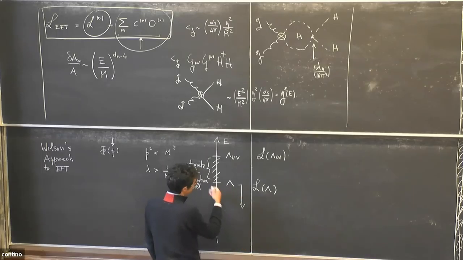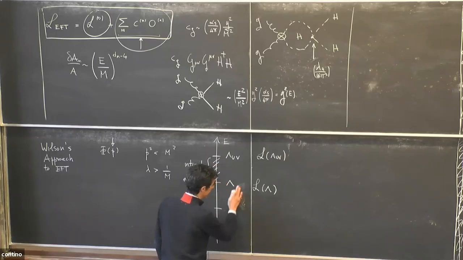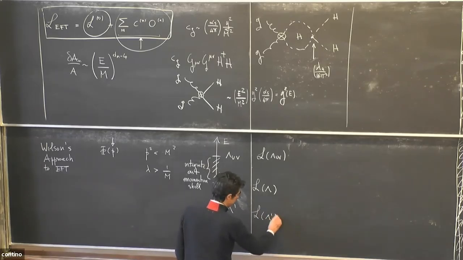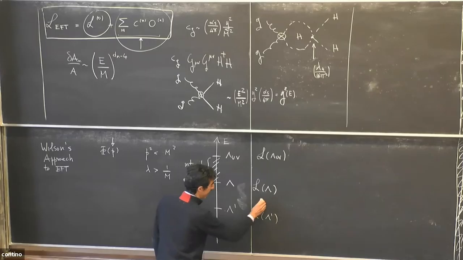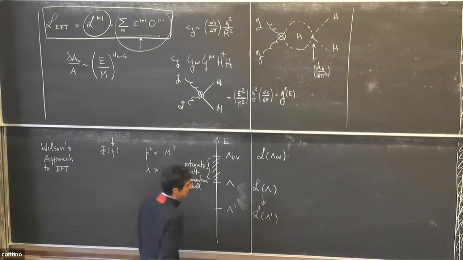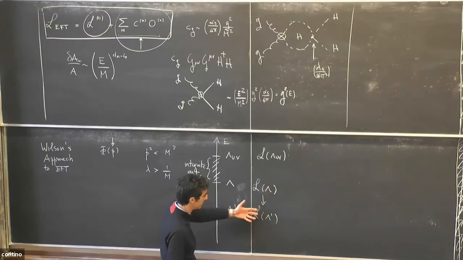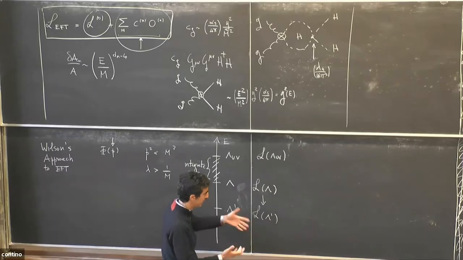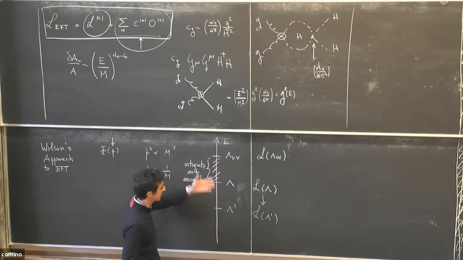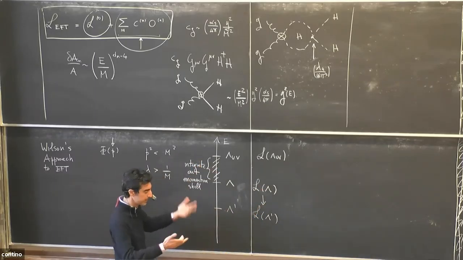And then, of course, you understand that you can reiterate this procedure. You can integrate another momentum shell and so on, and this gives you another Lagrangian and so on. In fact, what turns out is that this procedure defines a renormalization group, which is nothing else than the evolution of the Lagrangians or Hamiltonians under this procedure of integrating out momentum shells.